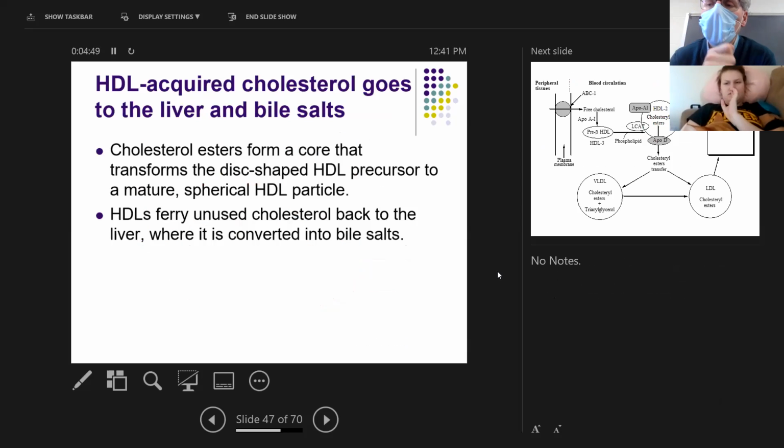Okay. Now, what happens to the cholesterol that the HDL picks up? It gets taken to the liver and is converted into bile salts. So HDL essentially will traffic this unused cholesterol back to the liver. In the liver, it gets converted into bile salts. Then the bile salts go out to the GI tract.